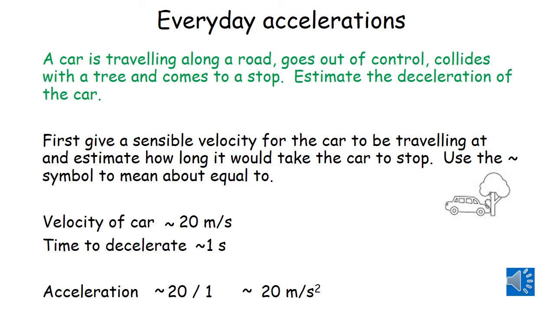So again, let's lay out what numbers we're going to use. The speed of the car I'm going to take as 20 meters per second. You could choose 15, 20, 25, 30, anywhere in that range. The time to decelerate, well, I've estimated about a second. Cars crumple at the front when they collide, and so the time taken is probably somewhere around that. And so the acceleration is the change of velocity divided by the time. So that's 20 divided by 1, which gives me an acceleration of somewhere around 20 meters per second squared.